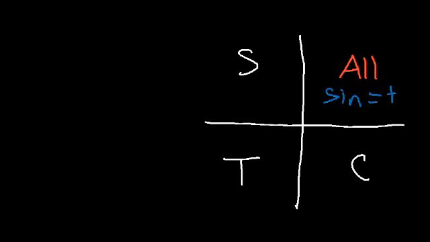Have you ever heard of the expression, all students take calculus? In quadrant 1, it's A for all. Quadrant 2, students, so S. Quadrant 3, take. And quadrant 4, calculus. So what does this mean? Relative to sine, cosine, and tangent, the A part represents sine, cosine, and tangent. All of them are positive in quadrant 1.